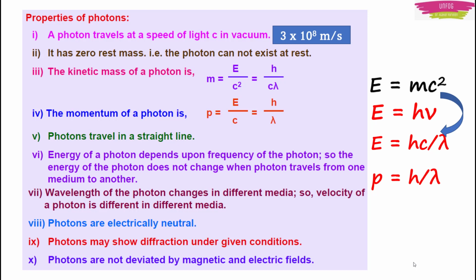Obviously, they are neutral. That's the reason they will not bend, also. They will not deviate among magnetic and electric fields. And also photons, they may show diffraction under given conditions. Not only diffraction, they may show interference also. But you have to have some given conditions. Under particular conditions, they will show you all the optical properties.